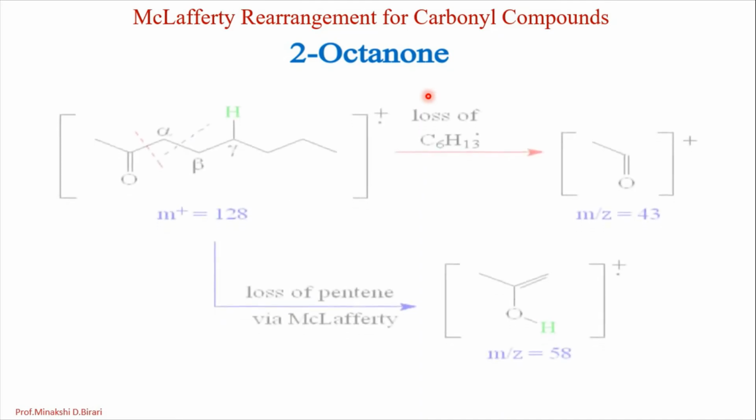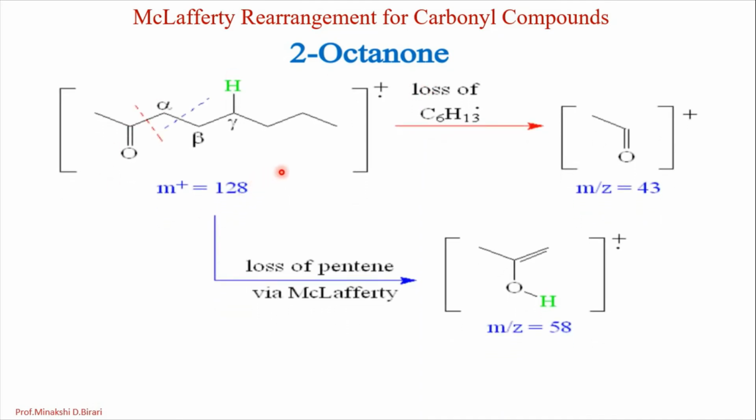Again, the McLafferty rearrangement for a particular example of a carbonyl compound, 2-octanone, a ketone. So let us see this particular example. Here also the gamma hydrogen is present. As we know, this will be the alpha position, this the beta, and this the gamma position. The molecular ion peak, the mass to charge ratio, can be observed at 128.